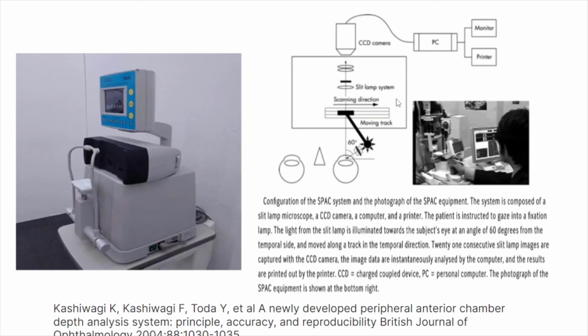So this shows us the SPAC system, and the patient will be gazing into a fixation lamp, and at a 60 degrees angle, the light will be shined into the patient's eye. And then there's a charge coupled diode camera attached, which will be connected to the PC, and then we can get images on the monitor.